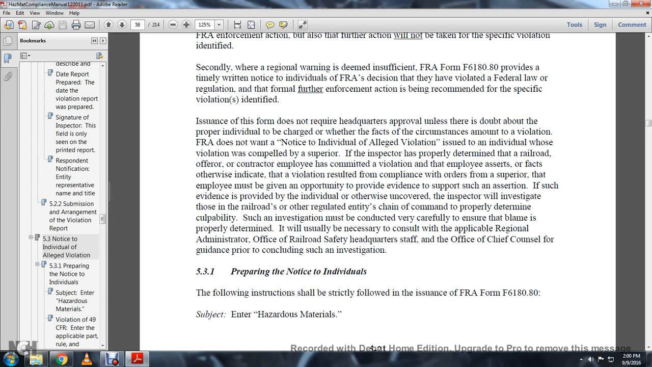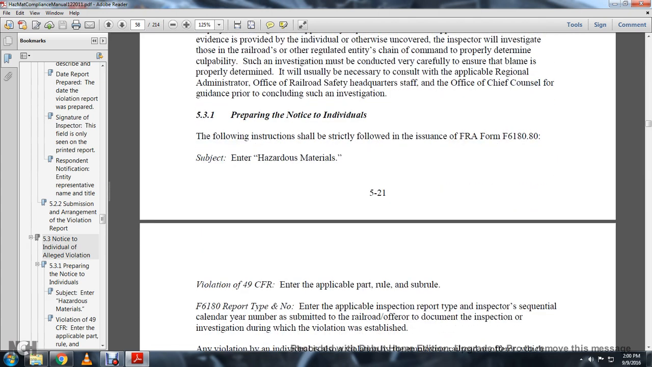Such an investigation must be considered very carefully to ensure the blame is properly determined. It is usually necessary to consult with the applicable regional administrator, the Office of Railroad Safety headquarters staff, and the Office of Chief Counsel for guidance prior to concluding such an investigation. 531: Prepare and notice the individual.